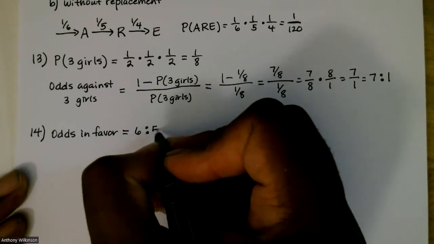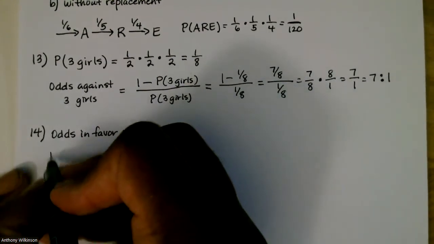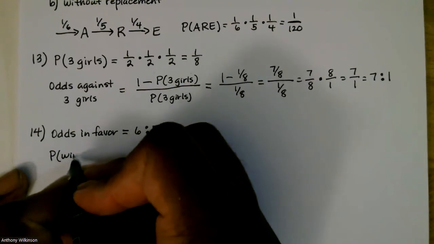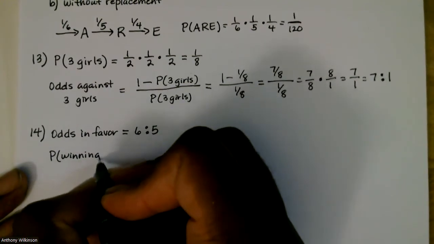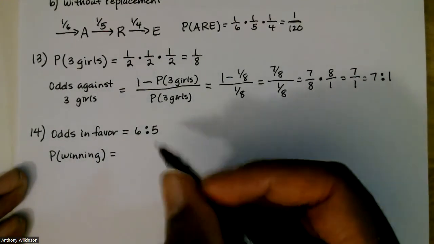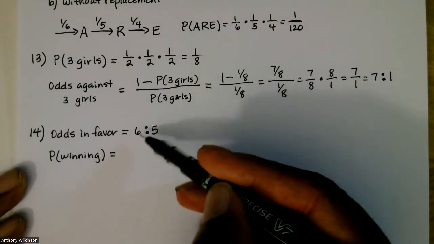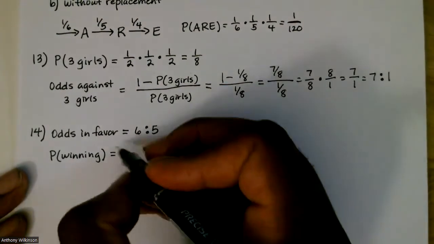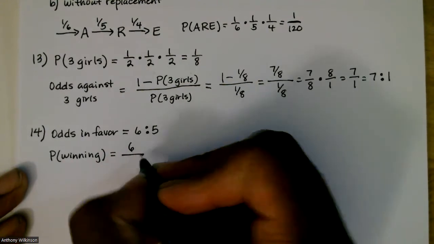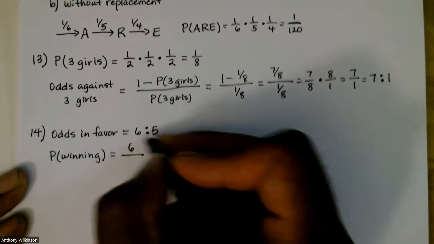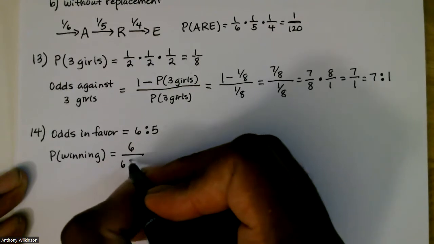That's 6 to 5. The probability of winning. Now, the way we do that is this. We take the first number in this ratio, which is 6. That's your numerator. That's going to be divided by the sum of those two numbers, 6 and 5.